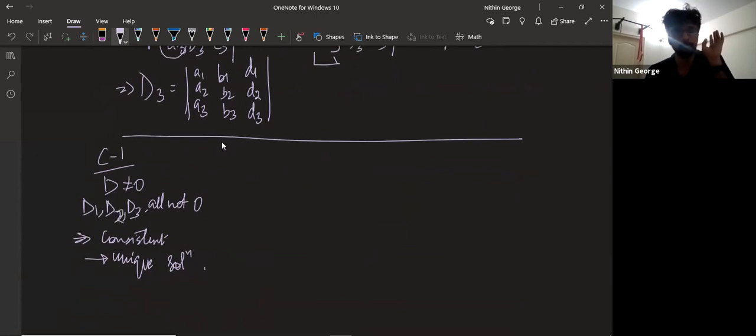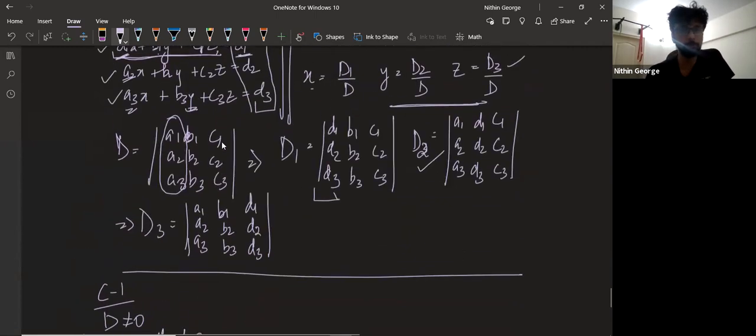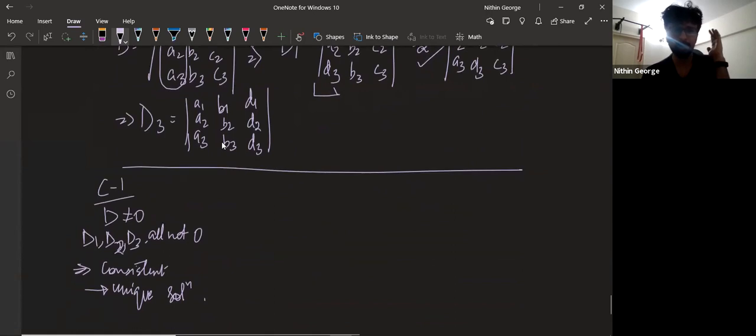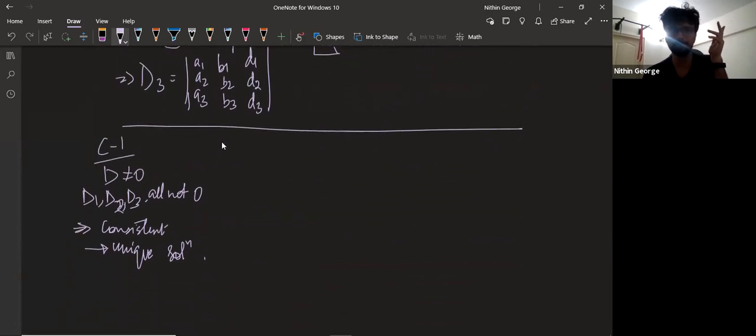So D not equal to 0 means these planes are all not parallel. That's the idea. It's as simple as that. When two planes intersect, you get a line. And when that line intersects with the third plane, you get a point. If they're not parallel, they will intersect at a point. There are other sub cases, but you get the general case here.